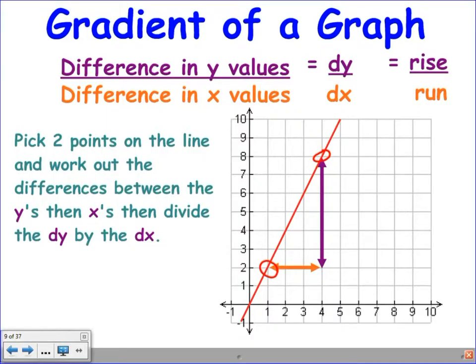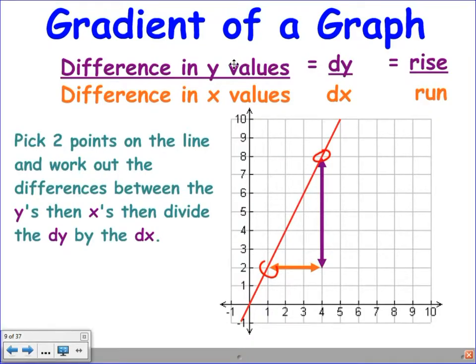It doesn't matter where you pick those points. I could have picked this point here, this point here. It doesn't matter, because wherever you calculate your gradient from, the answer is always the same. There's only one gradient for a line. Okay? So let's have a look at doing this then.